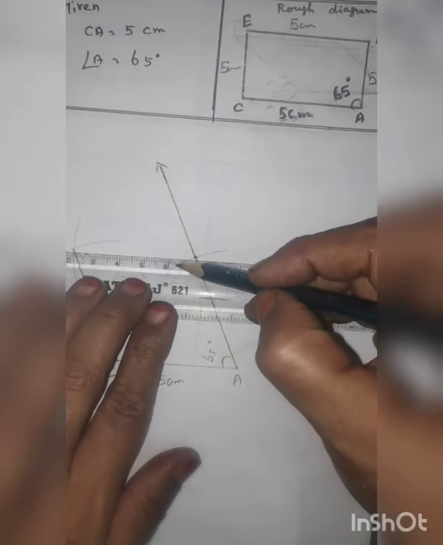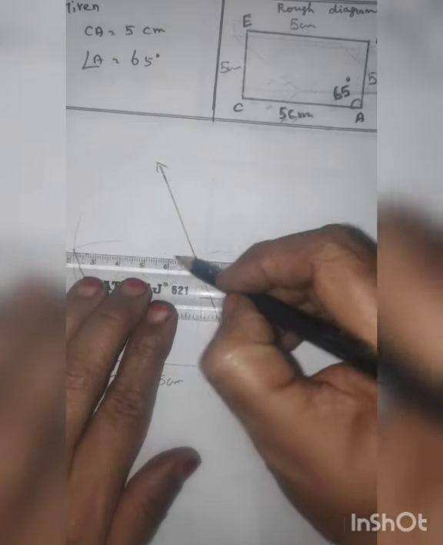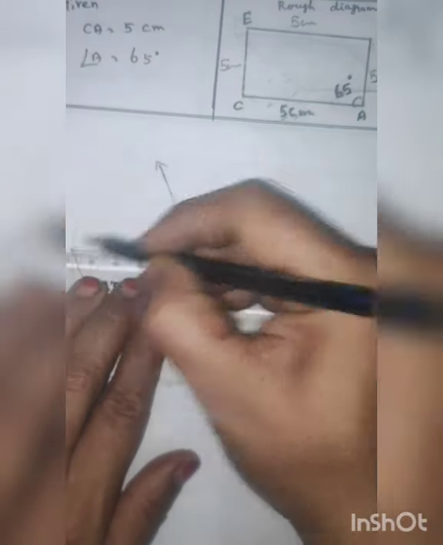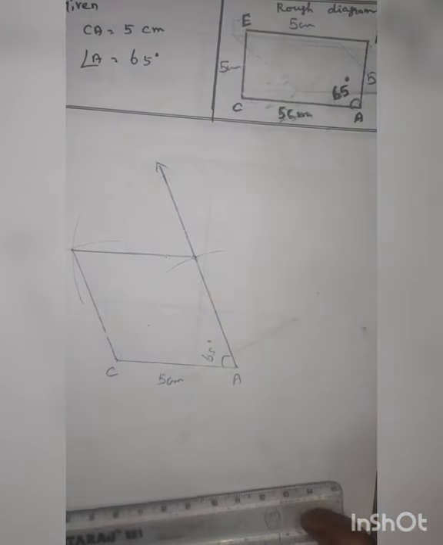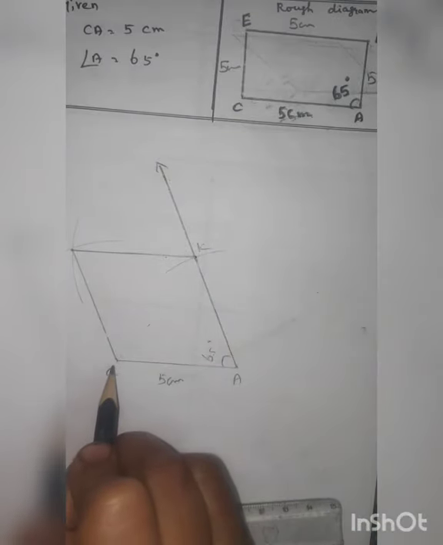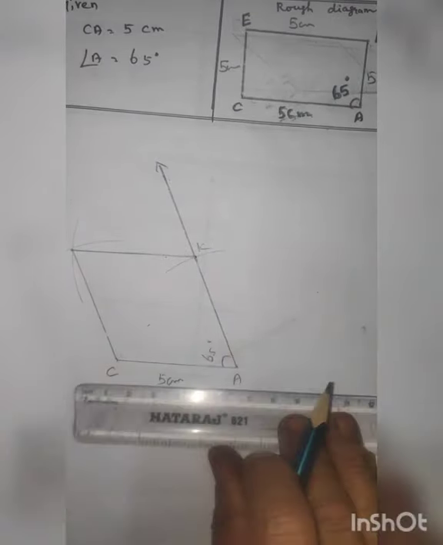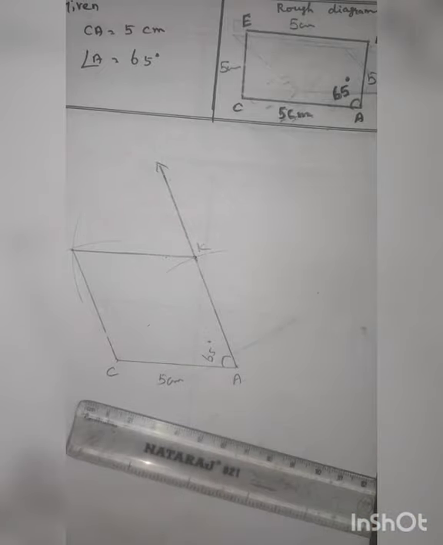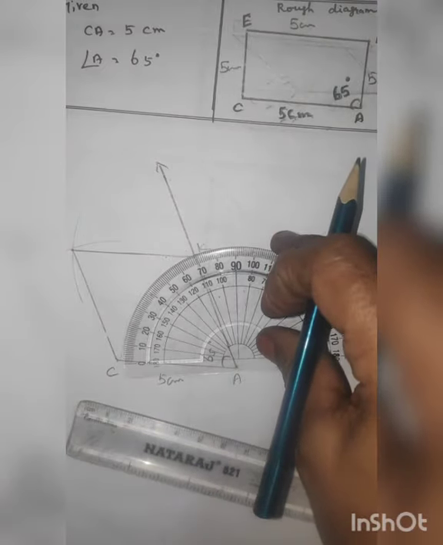Mark only the point where the cutting arc and that line coincide. What is the point now? K point. Measure very carefully there. Now CA, first draw the 5 centimeter line. Keep the protractor and measure 65 degrees.